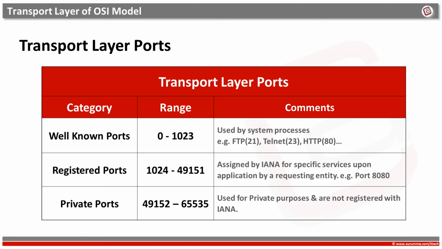Well-known ports span from 0 to 1023. These are the ports which we see in our day-to-day operations. These ports are used by system processes, for example FTP, Telnet, HTTP. You might have heard port number 21, which we use for FTP, port number 23 we use for Telnet, and port number 80 when we are browsing the internet for HTTP, and so on.